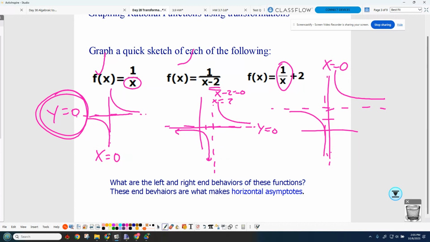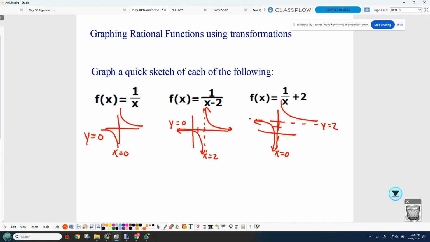Okay. Ready for the, yay, asymptotes, horizontal asymptotes, woo. Oh, sorry, there's the graphs. All right.